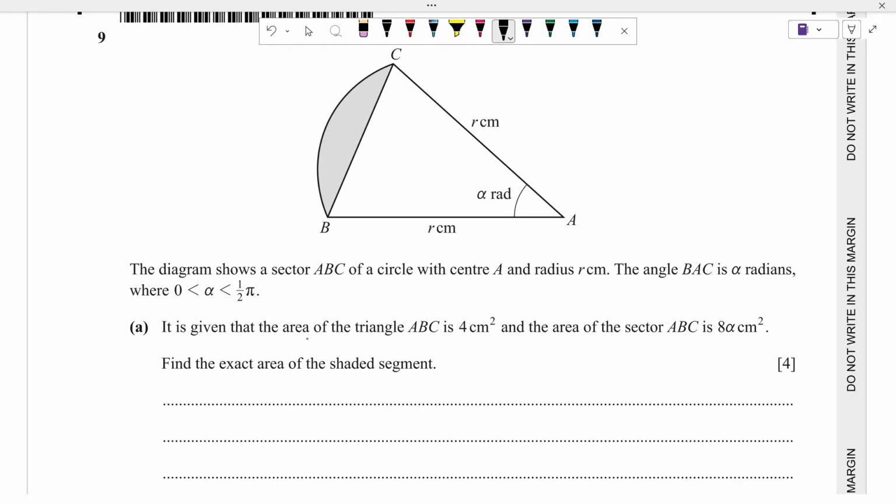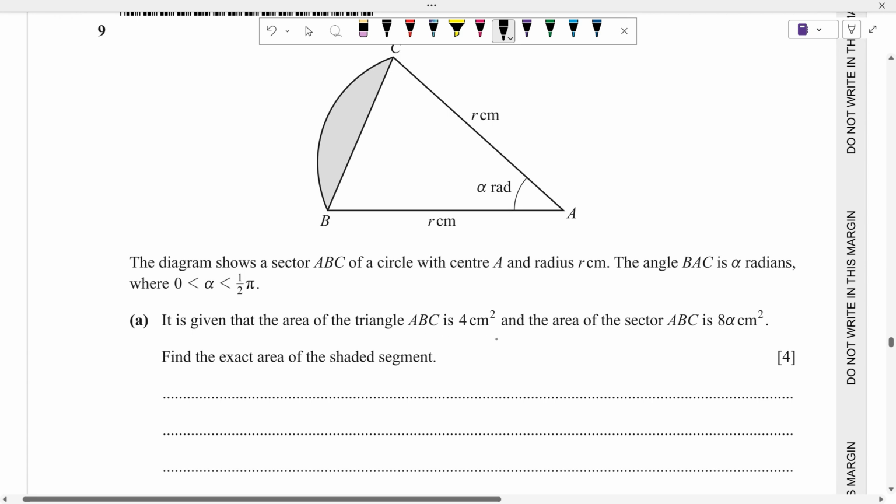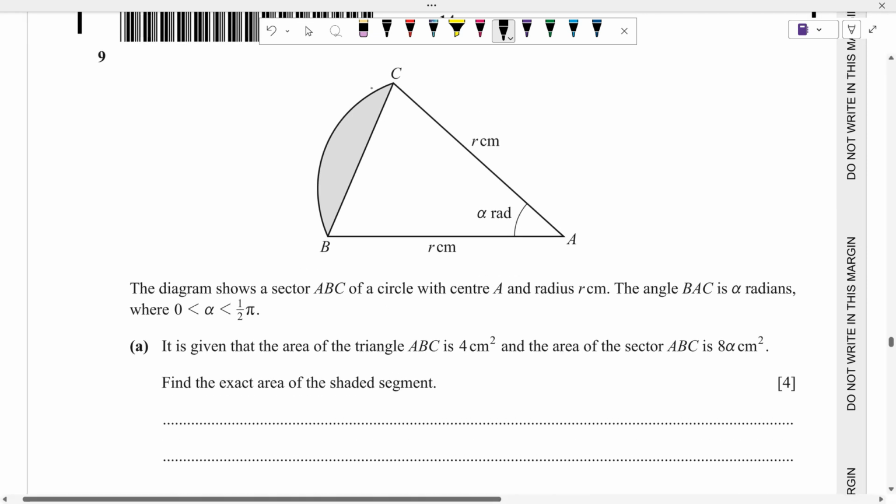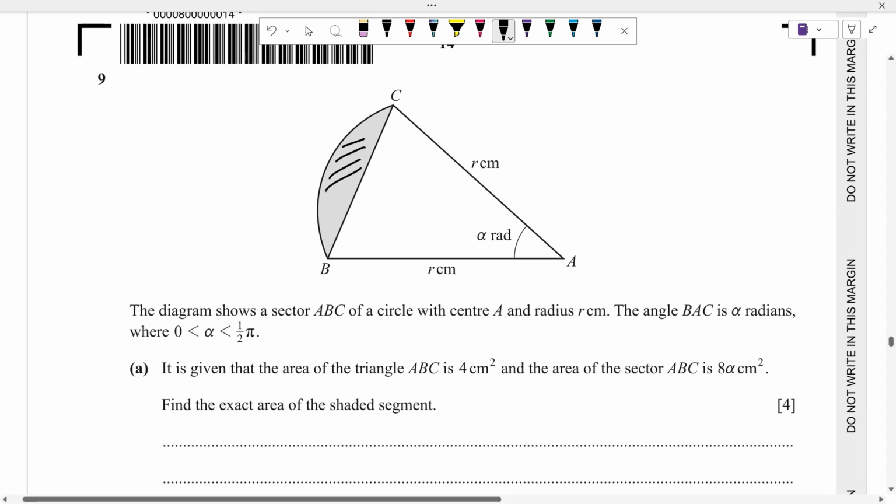It is given that the area of the triangle ABC is 4 centimeters squared and the area of the sector ABC is 8 alpha centimeters squared. Find the exact area of the shaded segment. We need to find the area of this shaded segment.